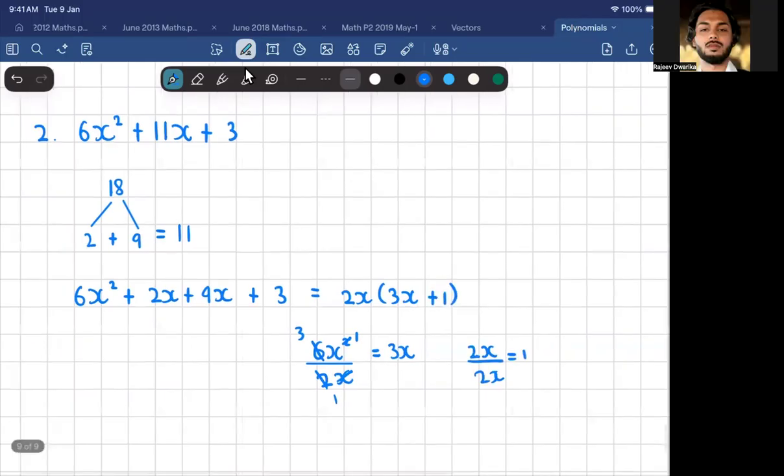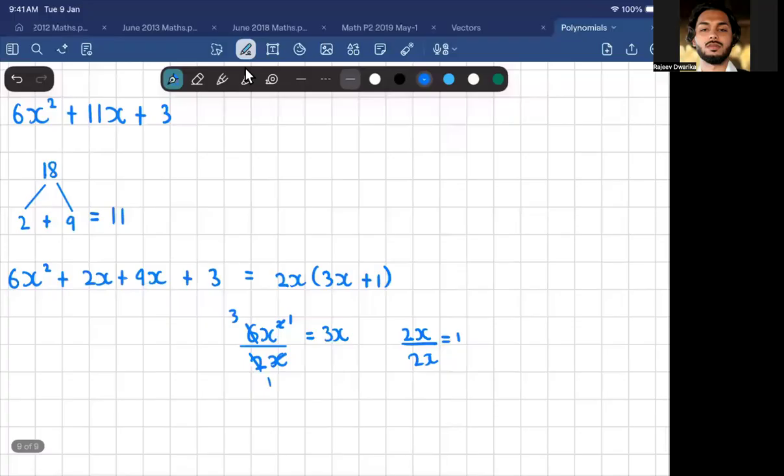Right. So let's look at the other half now. 9x plus 3. What do they have in common? 3. All right, so if I factor out 3, what am I going to write here? Just 3? Well, remember, I want to get back 9x. So I have to put 3x. What next?